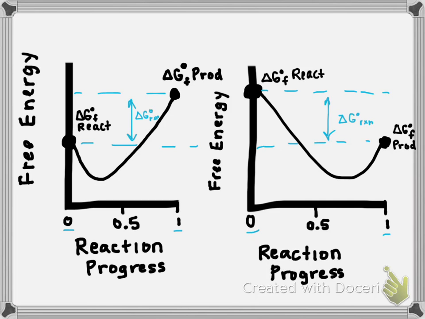Okay, so if we look at the plot on the left, we can see that we're going from lower energy reactants up to higher energy products. And so this is going to be a positive delta G of reaction. Whereas in the plot on the right, we're starting with higher energy reactants and going down to lower energy products. So here we'll have a negative delta G of reaction.